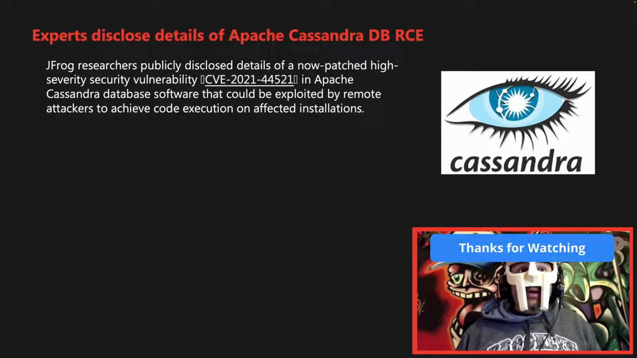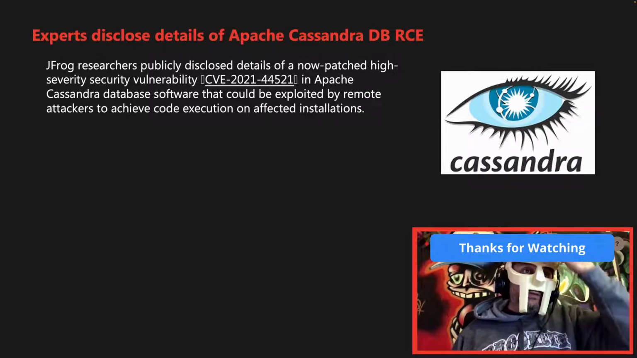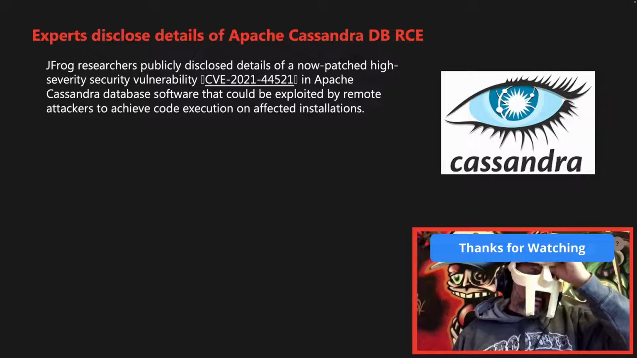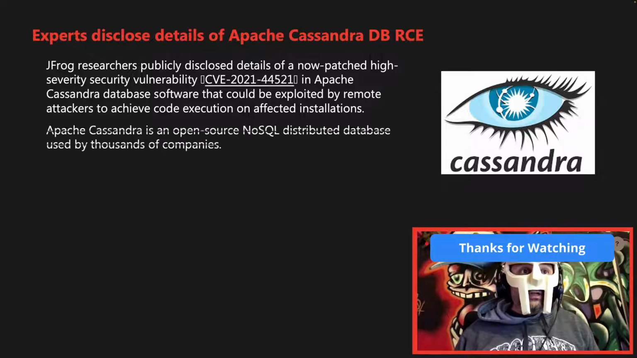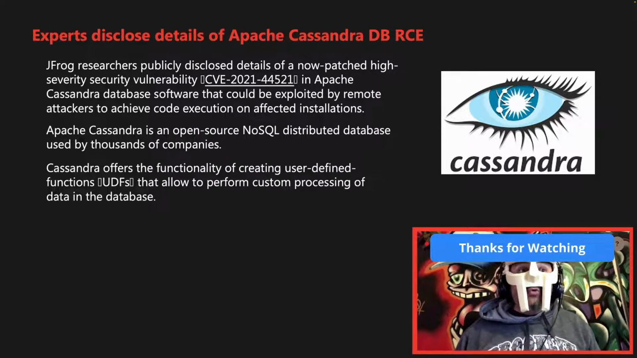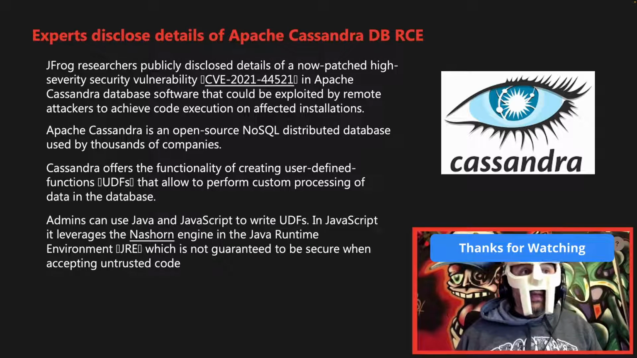JFrog researchers publicly disclosed details of a now patched high-severity security vulnerability, CVE-2021-44731, in Apache Cassandra database software that could be exploited by remote attackers to achieve code execution on affected installations. Apache Cassandra is an open-source, NoSQL distributed database used by thousands of companies. Cassandra offers the functionality of creating user-defined functions that allow to perform custom processing of data in the database. Admins can use Java and JavaScript to write UDFs.